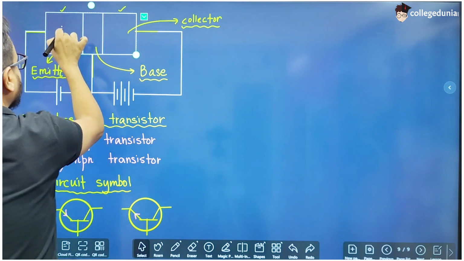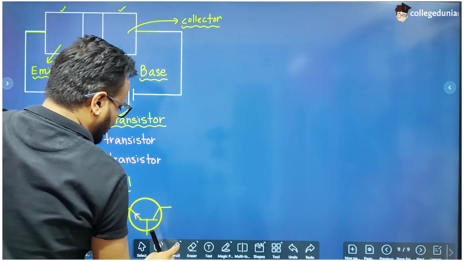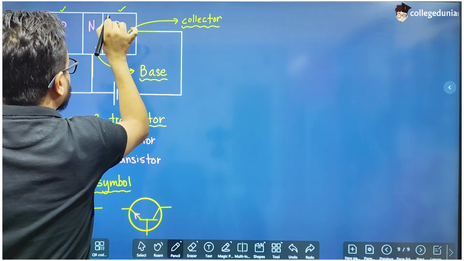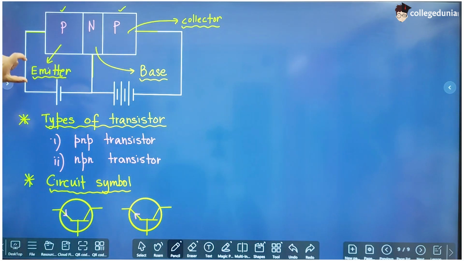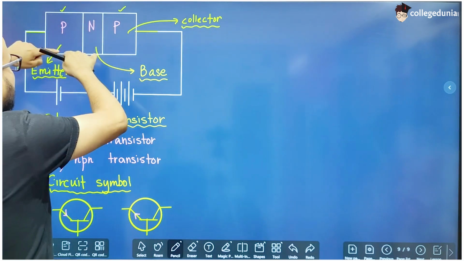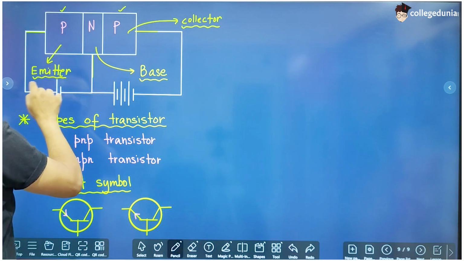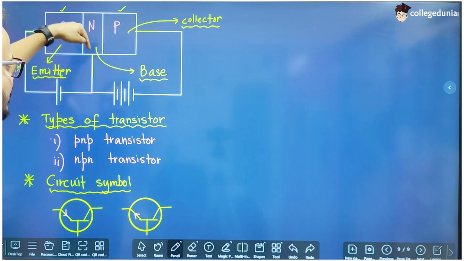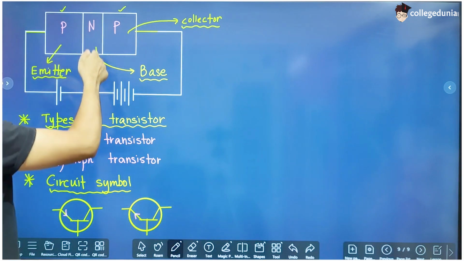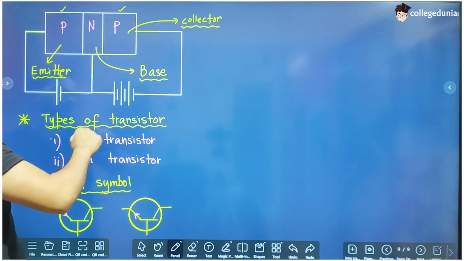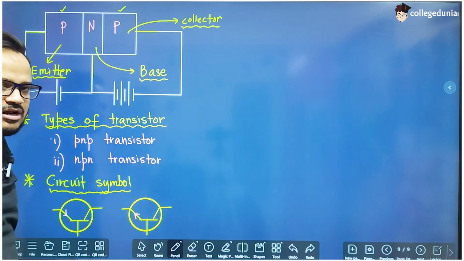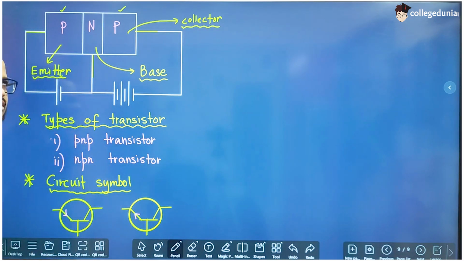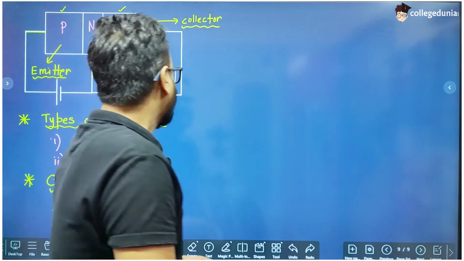We can clearly see that suppose this is a PNP transistor. So this is P, this is N, this is P. This PN junction is forward biased because P is connected to the positive terminal and N is connected to the negative terminal. But we can see that this PN junction is reverse biased because N is connected to the positive terminal and P is connected to the negative terminal. And in forward biasing we use a single cell, and in reverse biasing we use a battery. We all know this, right?